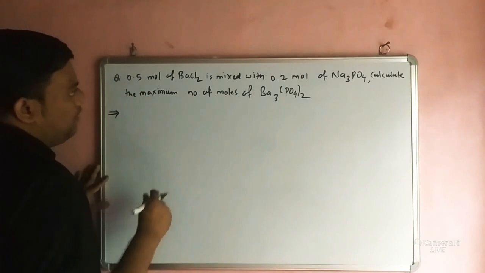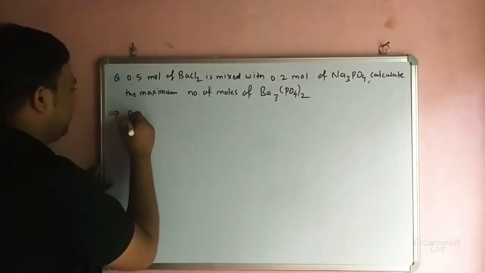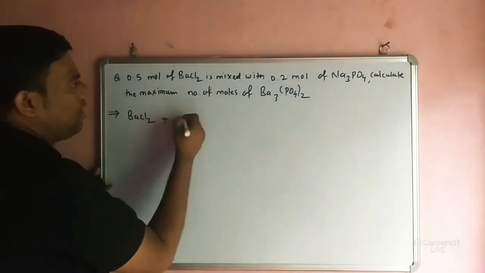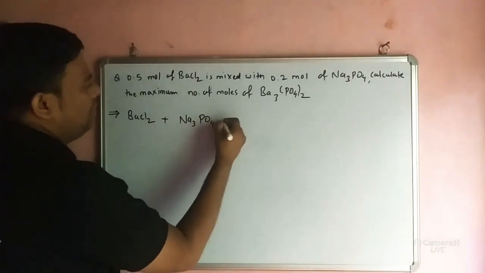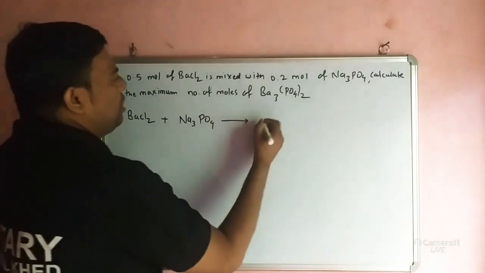बघा BaCl2 ने आपल्याला काय करायला लागेल? Na3PO4 ची रिएक्शन करायला लागेल. ओके, सो सिंपल. BaCl2 plus Na3PO4, that gives, you will get Ba3(PO4)2.